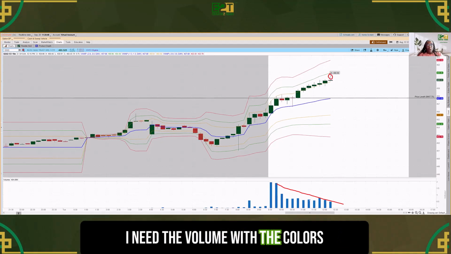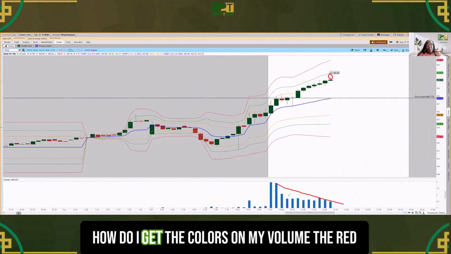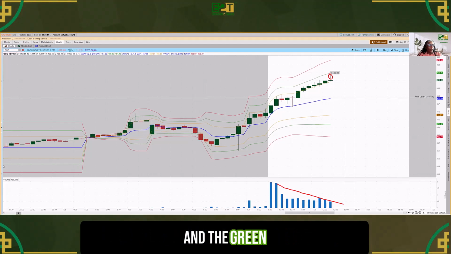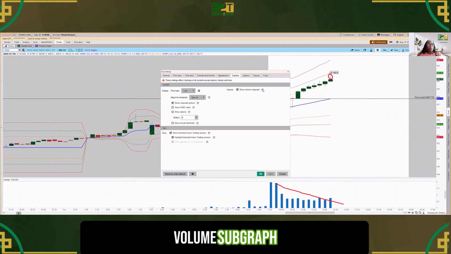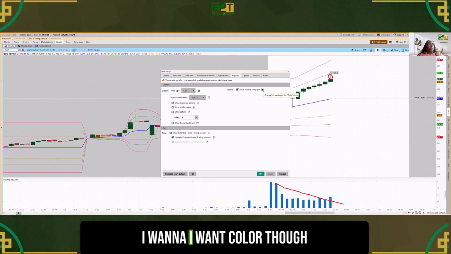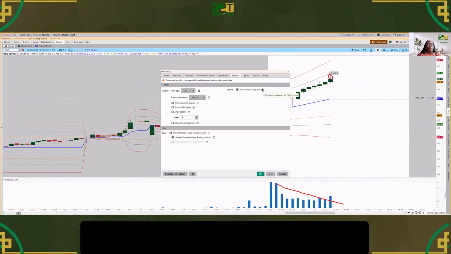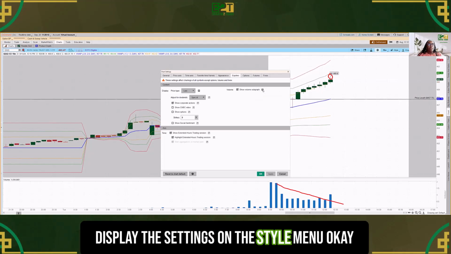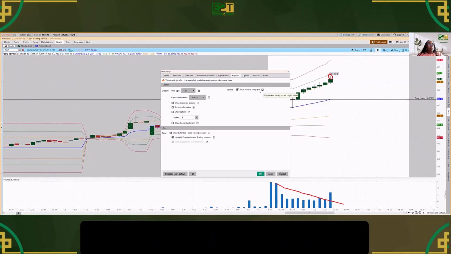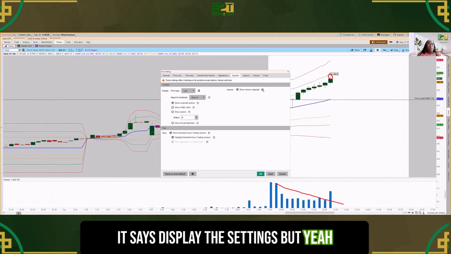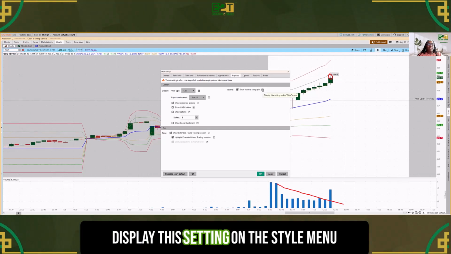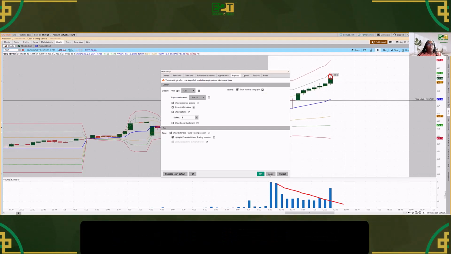I need the volume with the colors. How do I get the colors on my volume? The red and the green. Volume subgraph. I want colors though. Display the settings on the style menu. Okay, let me see. Where are they? Display the setting on the style menu.